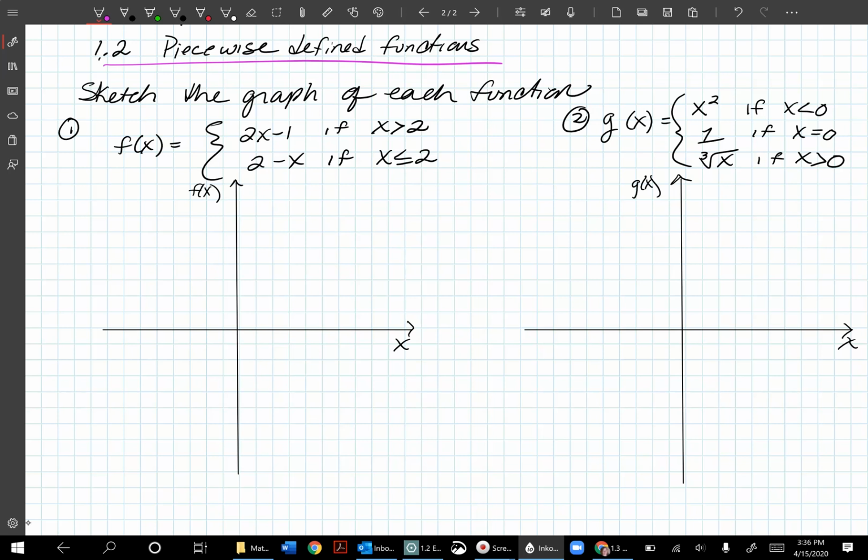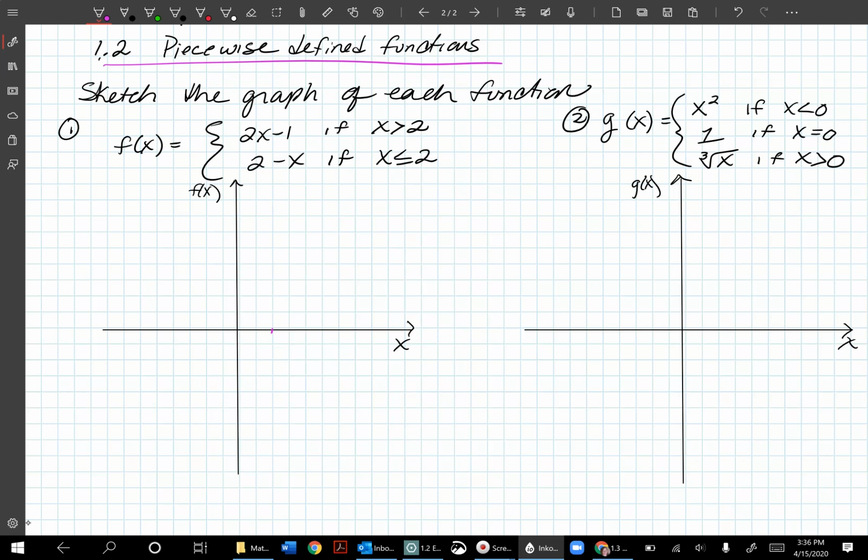So f of x has this function, 2x minus 1, when my domain is x greater than 2. So I want to look at when x is greater than 2, which is right here. So here's 2 on my grid. And when x is greater than 2, I'm going to have a linear piece. Before we do transformations, you're just going to plug in any value. I obviously can't include the 2 because it's a greater than, not greater than or equal to.